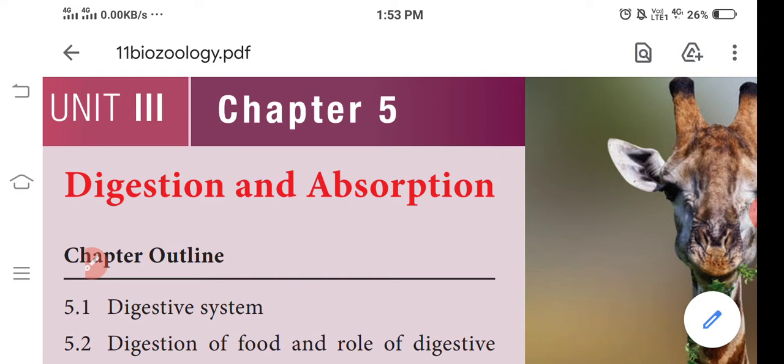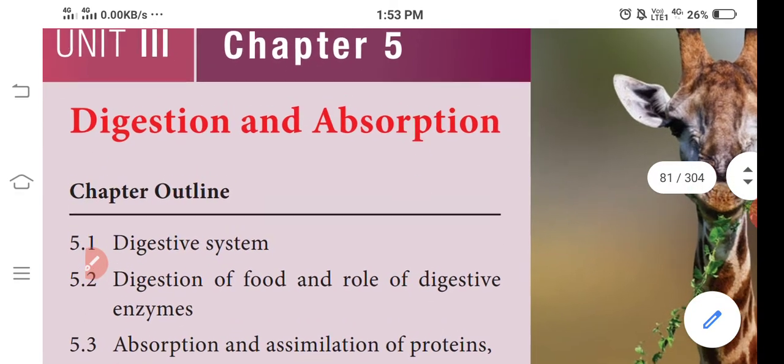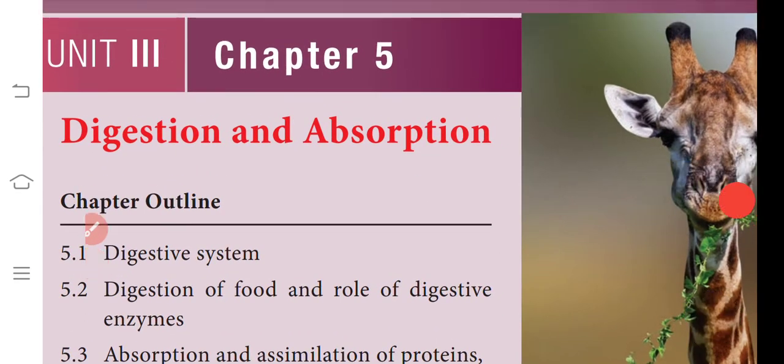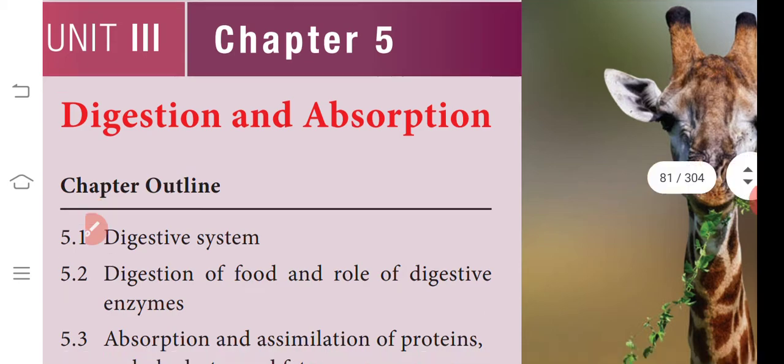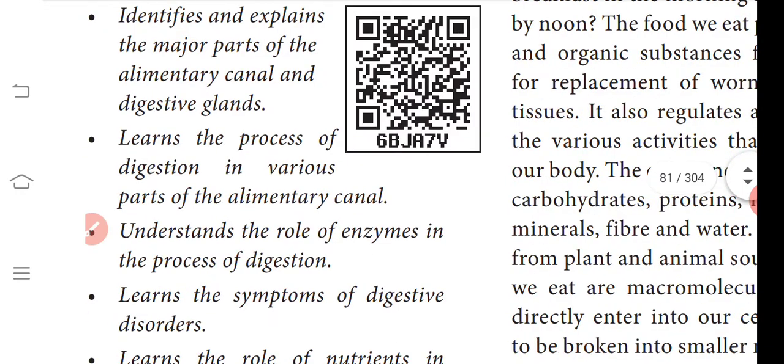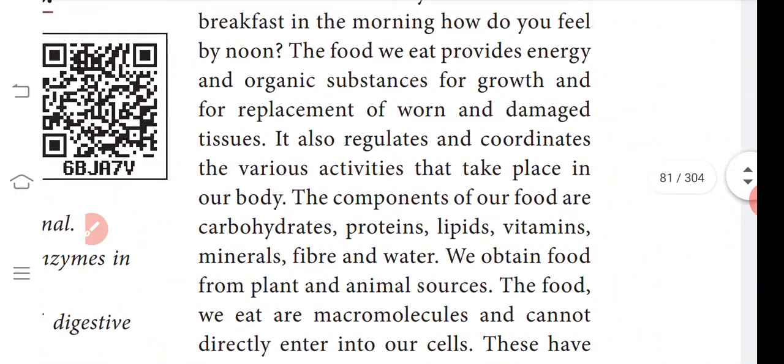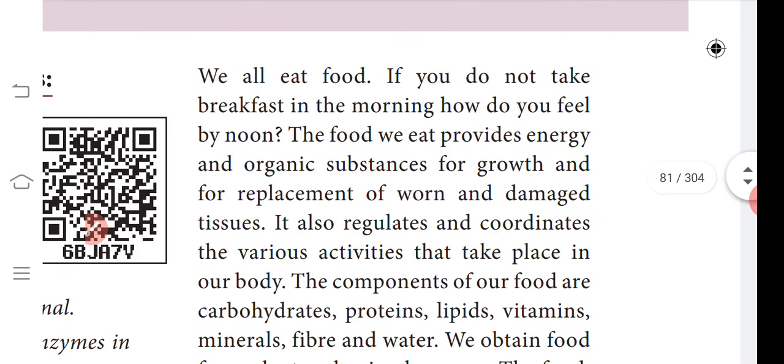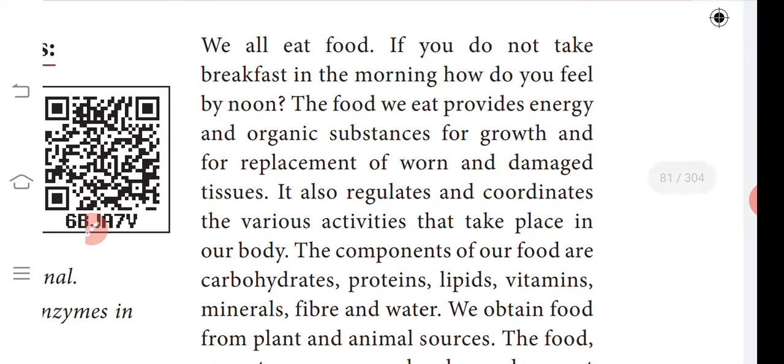Today we are going to learn biology chapter 5, digestion and absorption. It is one of the most interesting topics, where you learn about the physiology of humans. For the first time in your 11th standard we are going to learn about human physiology. In this chapter we will learn about the food that we take, how it is digested and absorbed, and how it is made available for our energy production.